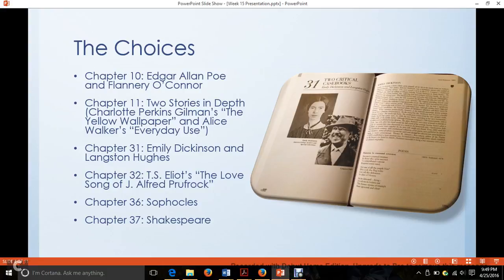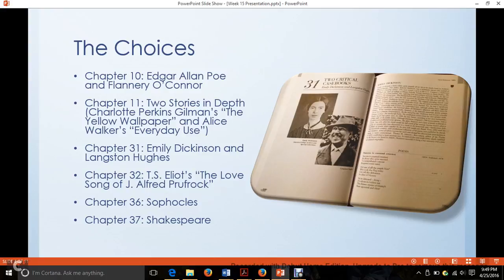So in Chapter 10, we have a focus on Edgar Allan Poe and Flannery O'Connor. Obviously, Flannery O'Connor is part of the era that we've discussed. Edgar Allan Poe is a little bit before. We have Charlotte Perkins Gilman, The Yellow Wallpaper, and Alice Walker's Everyday Use. Both of these fit close enough into the era that we're discussing. A little bit before, but not much. And then we have Emily Dickinson, who is obviously not during that time period, but Langston Hughes is.